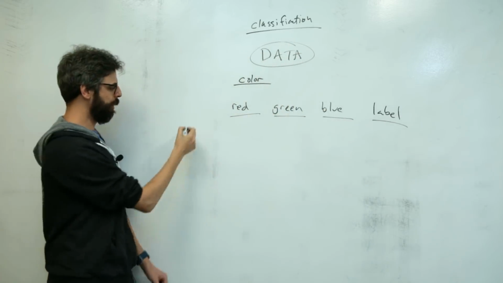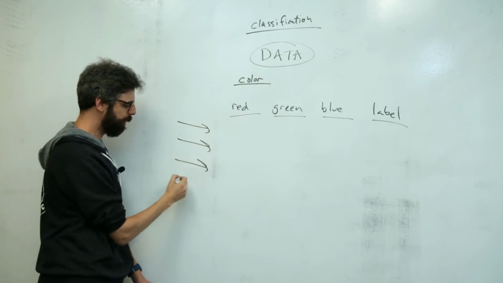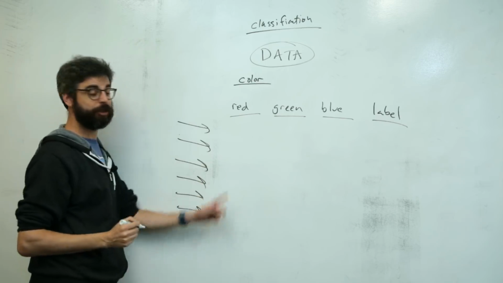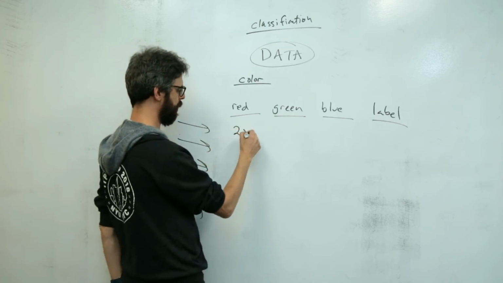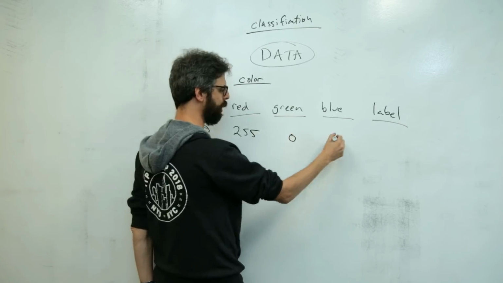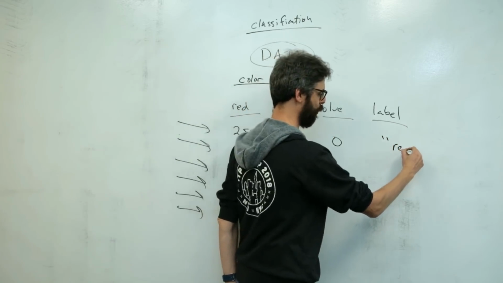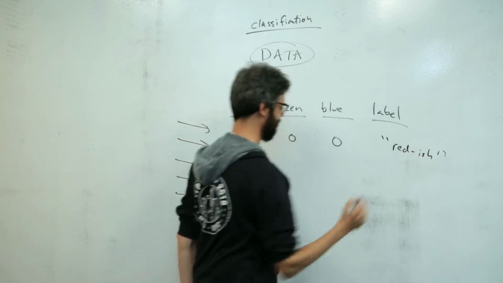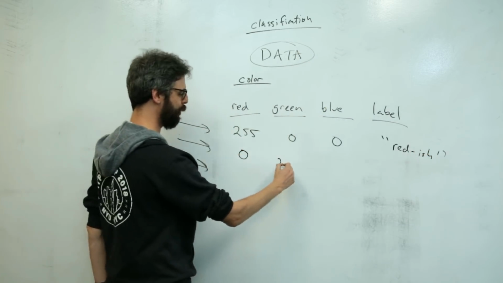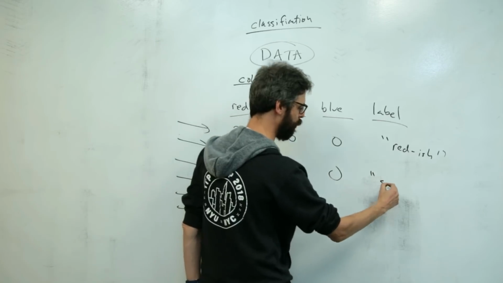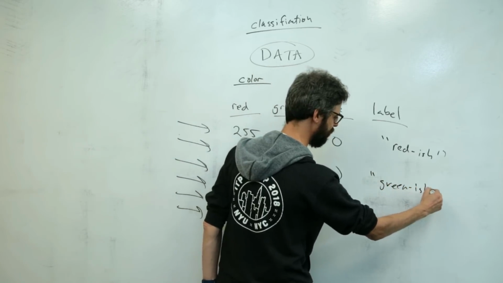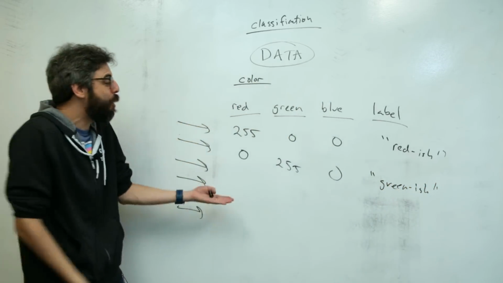So each record, each data point is going to have 3 values, like 255, 0, 0, and its label is going to be something like reddish. Then I might have 0, 255, 0, and its label would be greenish. So again, this is what I mean by totally trivial.